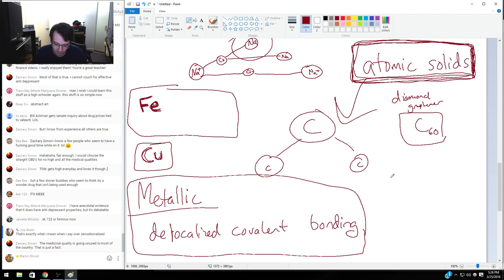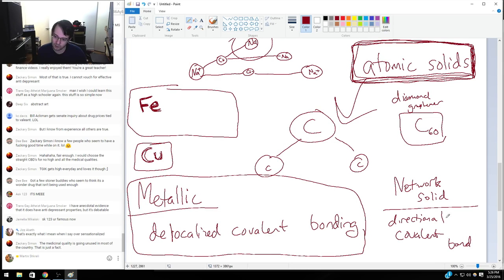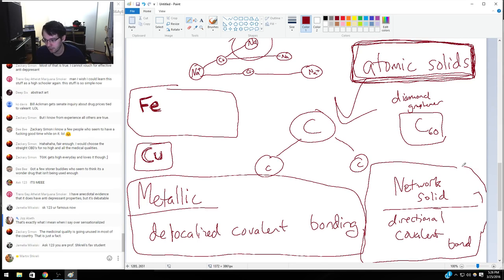And this is the part of the book that we didn't like, where we called this a network solid. The kind of bonding we see here, we're going to call directional covalent bonding. And the term we take objection to is the directional, and I'm not the only one that feels this way, but we'll talk about what that means as well, directional covalent bonds.